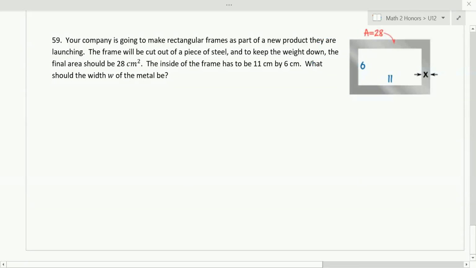All right, is anybody coming up with an idea of how to start? Elijah? You found the area of the inside? So the inside area is what? So 6 times 11, 66. Okay, that might be helpful to us.